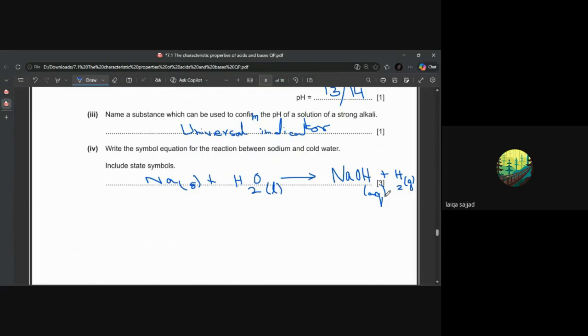You have to write the balanced chemical equation. Like you have to write the balanced equation. Is it balanced? No, there should be two sodium, two H2O, and two sodium hydroxide. Very good.